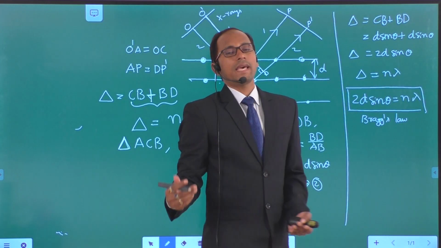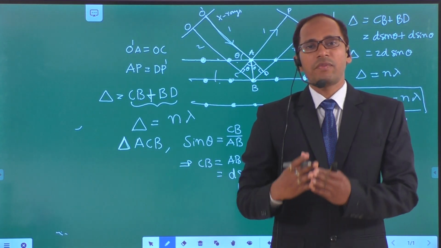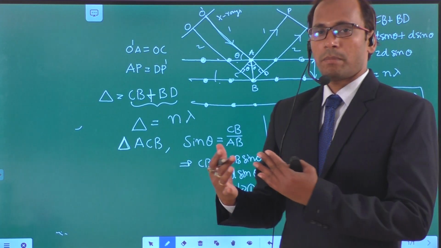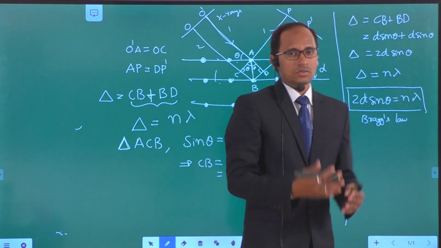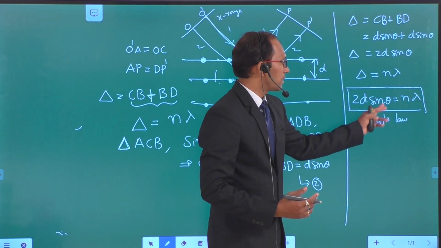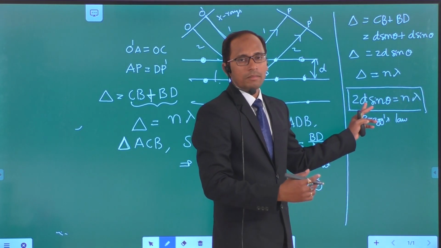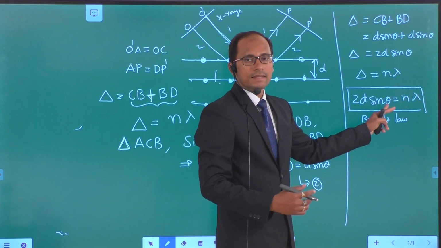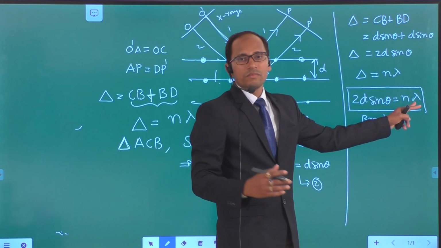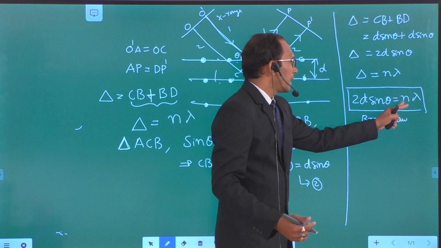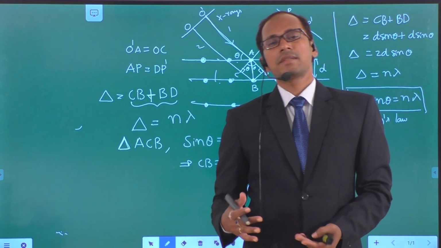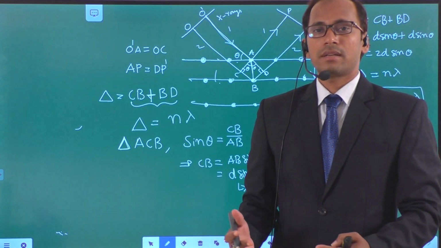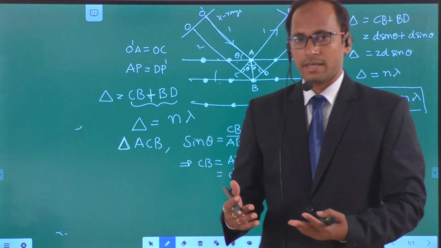What Bragg's law says is that whenever diffraction takes place from crystal planes, a condition should always be satisfied: 2d sin theta is equal to n lambda. Here d is the interplanar spacing, theta is the glancing angle, lambda is the wavelength of the incident radiation, and n is the order of diffraction, whether first order, second order or third order. This is called Bragg's law.